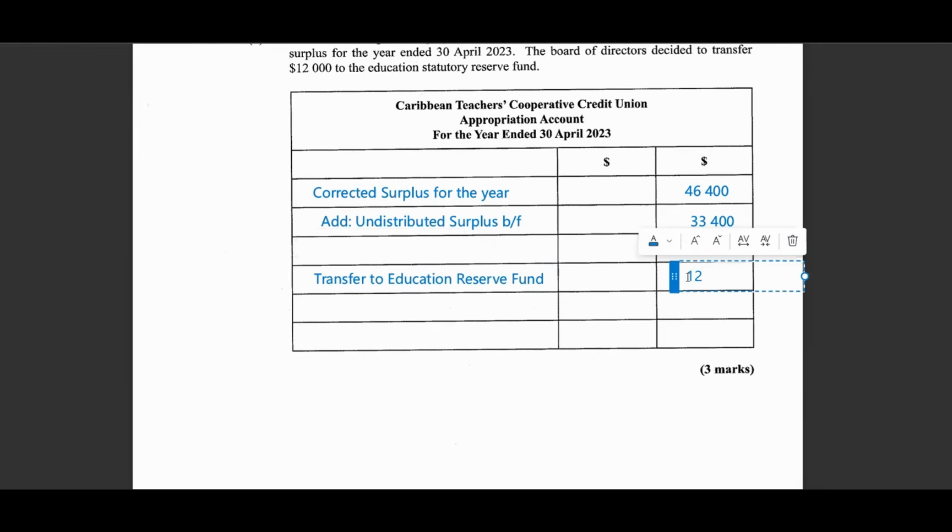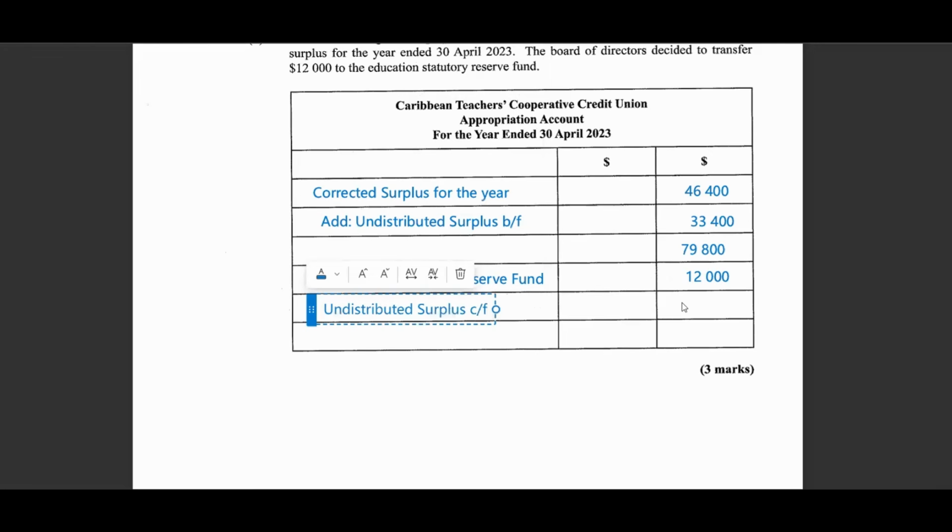Now guys, once you transfer this out, remember this is now to be subtracted. We should now get an undistributed surplus carried forward in the amount of $67,800. Great, and this was our 3 marks for our appropriation account. So make sure you guys understand that. Check it out. It wasn't really too bad. It was just 3 marks, but it was some simple calculations to get your 3 marks. So good job there, guys.